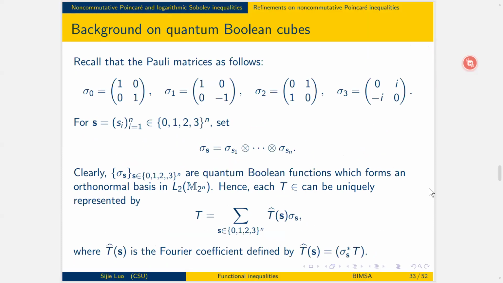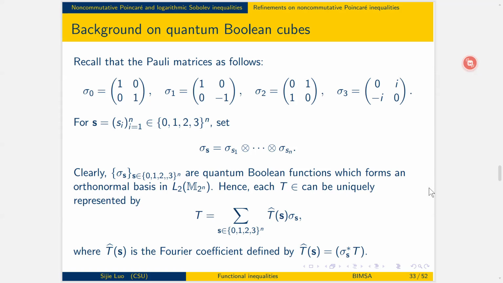And what is the quantum Boolean cube? Okay, I will put the diagram here very quickly. It's very similar to the CAR algebra. It's also defined by the Pauli matrices, which we denote by sigma 0, sigma 1, sigma 2, sigma 3.